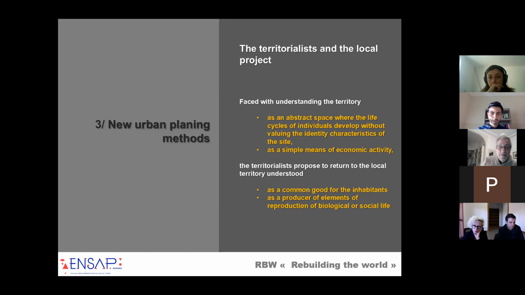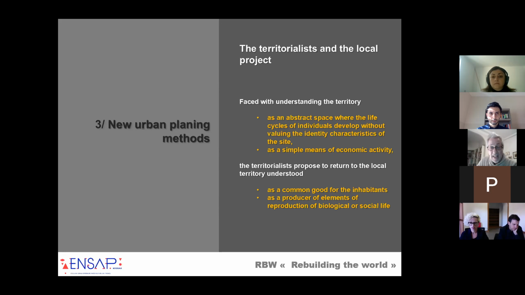And so nowadays there are new methods, new reflections of urban planning to face or to use these concepts. One of the positions that is very important for us in Europe is the position of the territorialists and the local projects. I mean, first, the understanding of territory as an abstract space where the life cycles of individuals develop without valuing the identity characteristics of the site, and recognizing it as a simple means of economic activity.